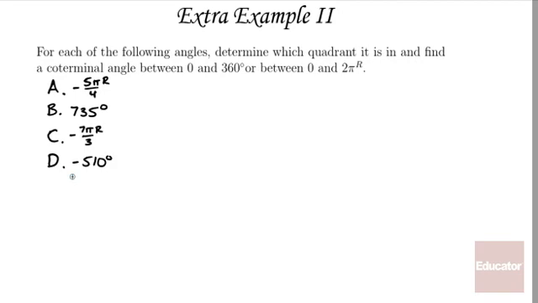So if you want, you can try those on your own. I'll help you out, starting with negative 5 pi over 4 radians. Okay, that's not between 0 and 2 pi radians. So what we're going to do is add a 2 pi to it. 2 pi is 8 pi over 4, so 8 pi over 4 minus 5 pi over 4 gives us 3 pi over 4. So let's graph that.